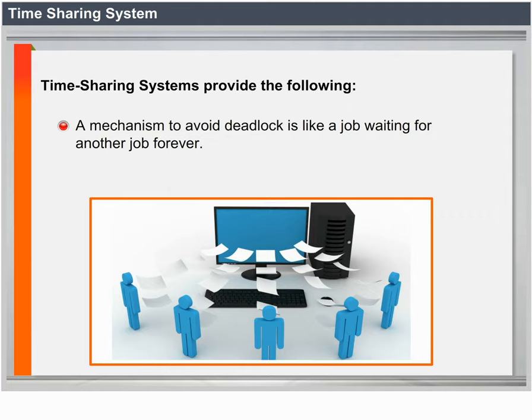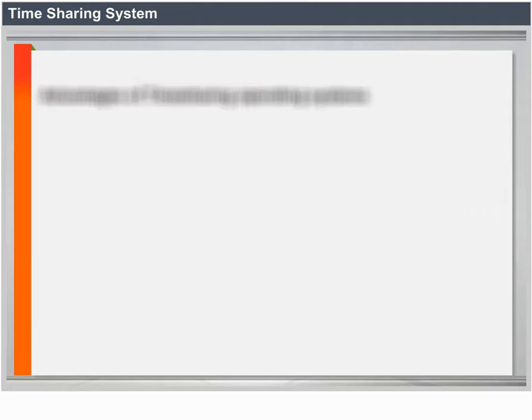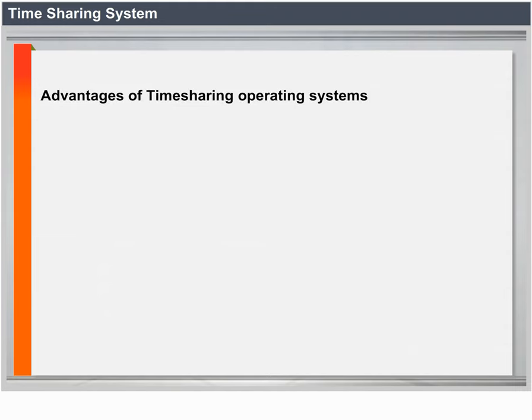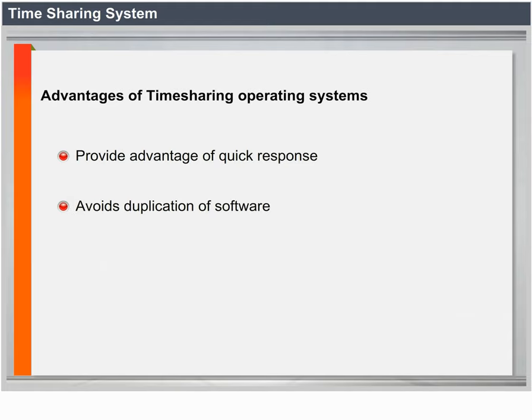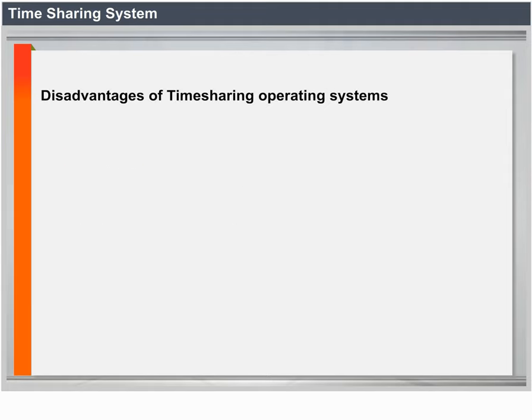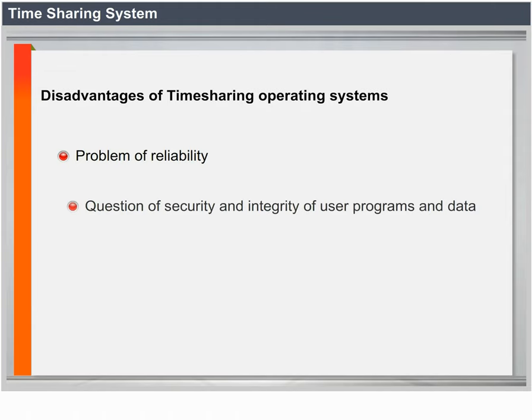Advantages of time-sharing operating systems are the following. Provides the advantage of quick response. Avoids duplication of software. Reduces CPU idle time. Disadvantages of time-sharing operating systems are the following. Problem of reliability. Question of security and integrity of user programs and data. Problem of data communication.